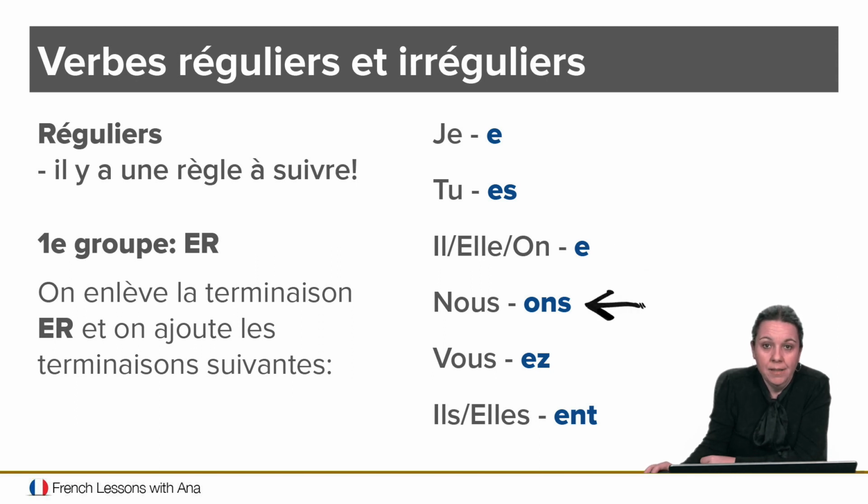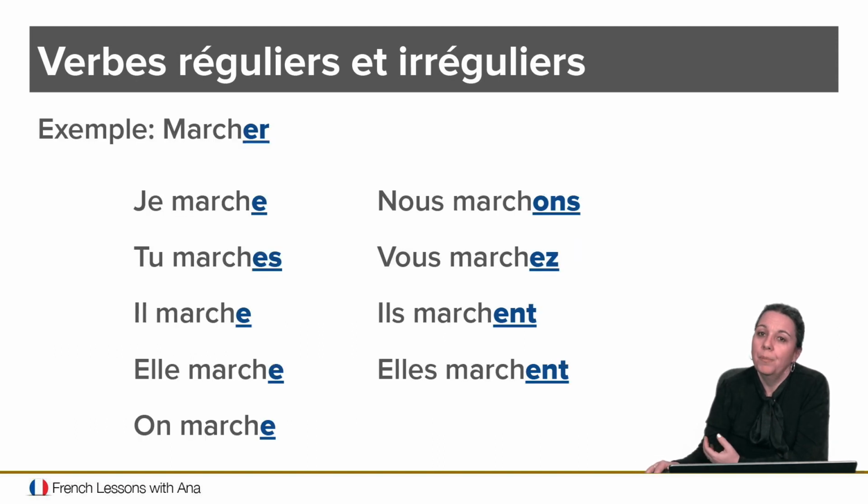Nous, we add ONS. Vous, we add EZ. And then ils and elles, they, right? We add ENT. So this is the first rule. For ER verbs, you get rid of that ER ending. You add E, ES, E, ONS, EZ, ENT. An example of a verb that ends in ER that follows this rule is the verb marcher. So marcher means to walk.